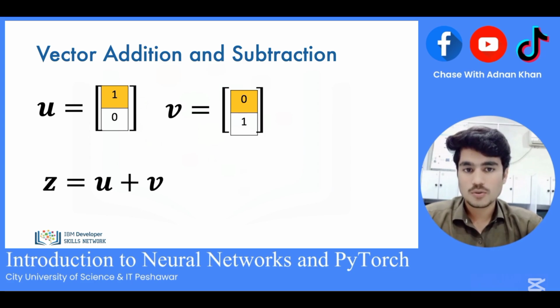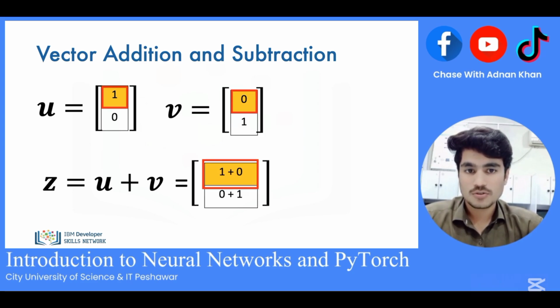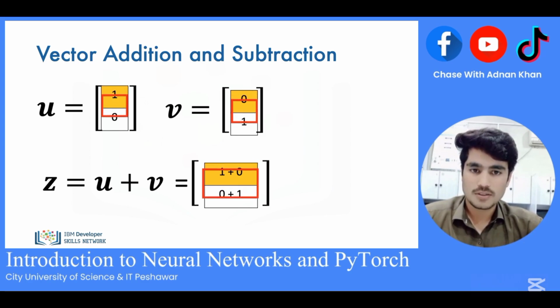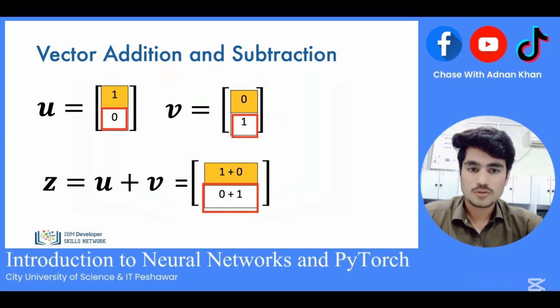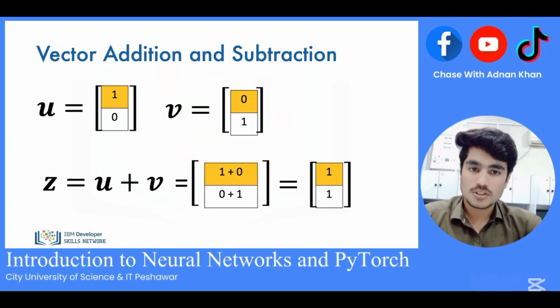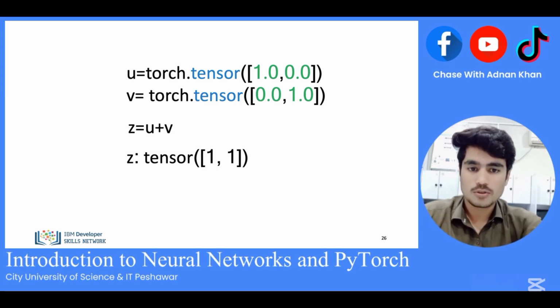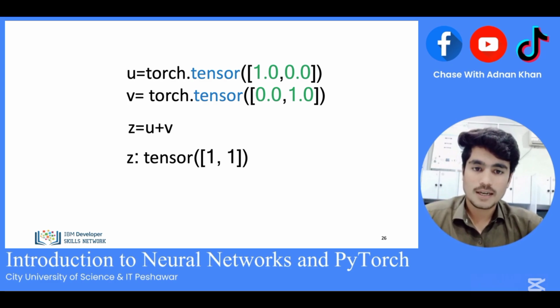In vector addition, we create a new vector. In this case, we call it Z. The first component of Z is the addition of the first components of vectors U and V. Similarly, the second component is the sum of the second components of U and V. This new vector Z is now a linear combination of the vectors U and V. To perform vector addition in PyTorch, we simply define the tensors U and V and then add them up. It should be noted that the tensors should be of the same type.